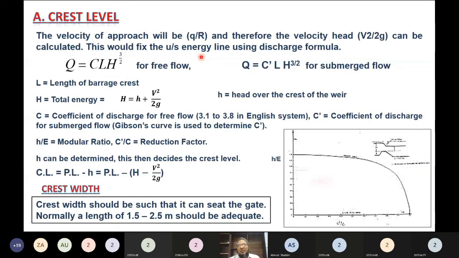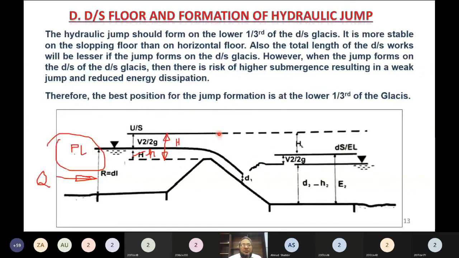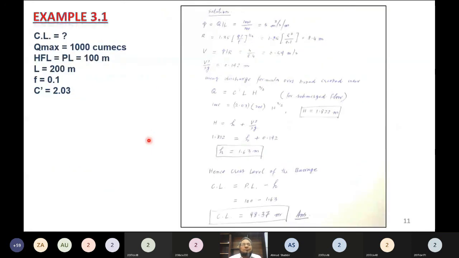How much is the specific energy E1 on the upstream side? Y1 plus V1 square over 2G. And we know the equation of discharge for free flow. Discharge is C L H raised to 3 by 2, where H is the total head, which we have seen here. This total head, small h, is just the depth of flow, or head over the crest of the weir, without kinetic head.